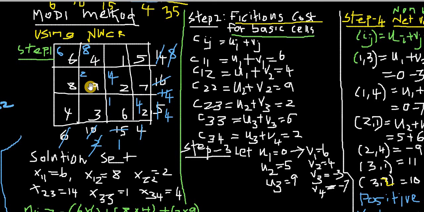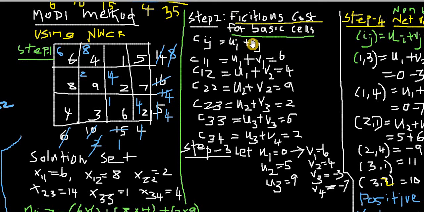This is another basic cell. Third basic cell. Fourth basic cell. Fifth basic cell. Sixth basic cell. Okay, so all these are basic cells. For these basic cells, we have to find out the fixed cost by using this particular formula.